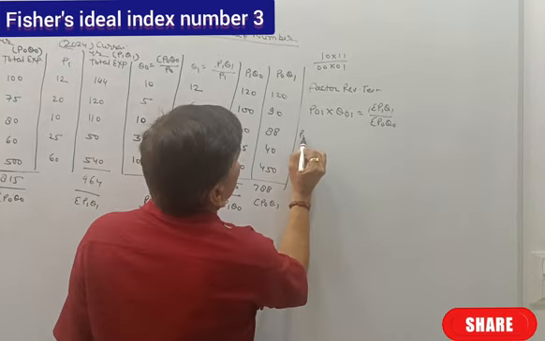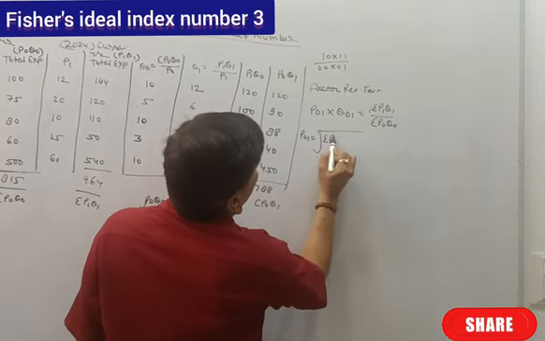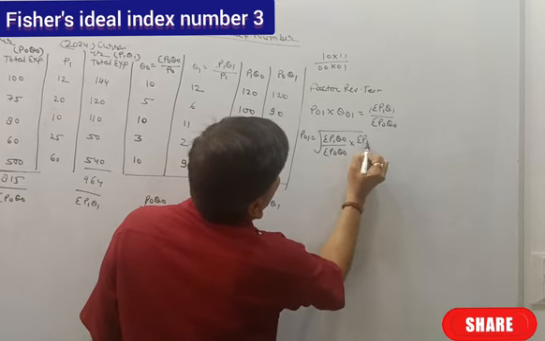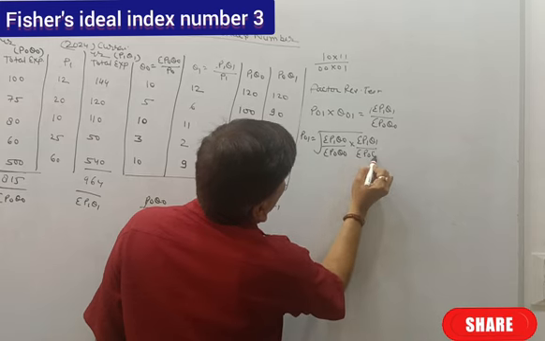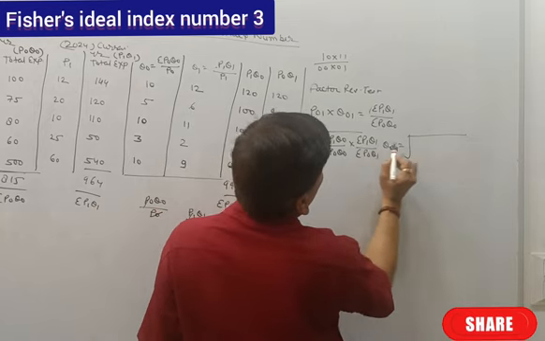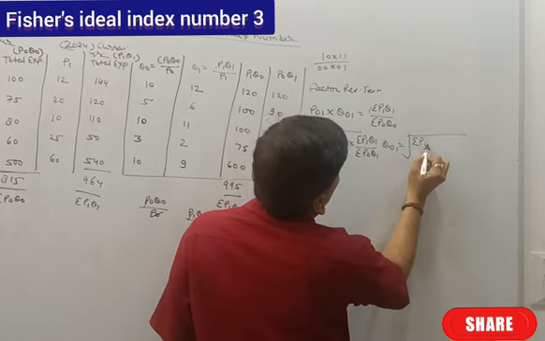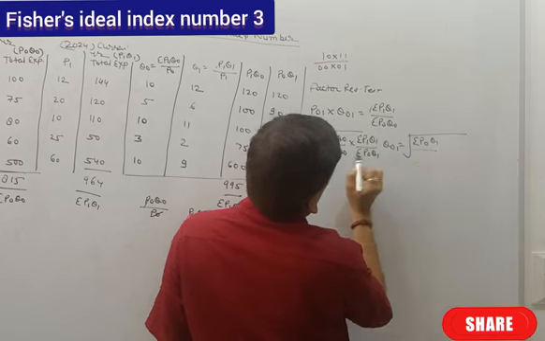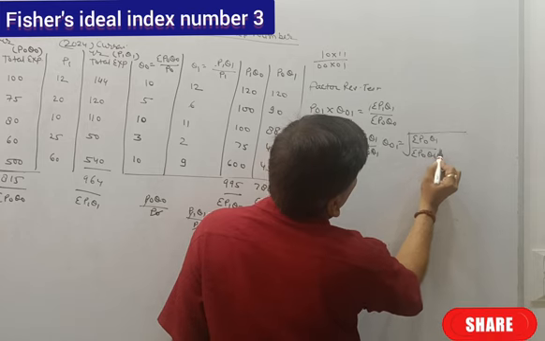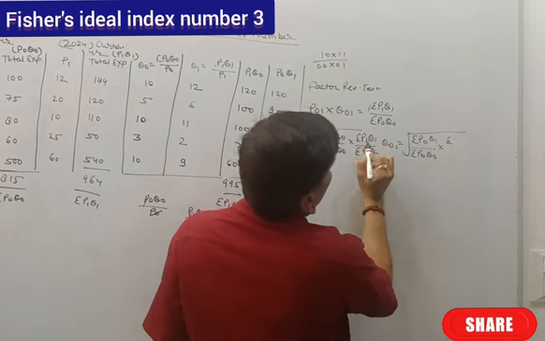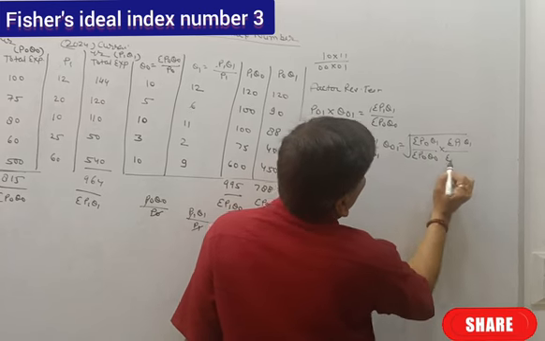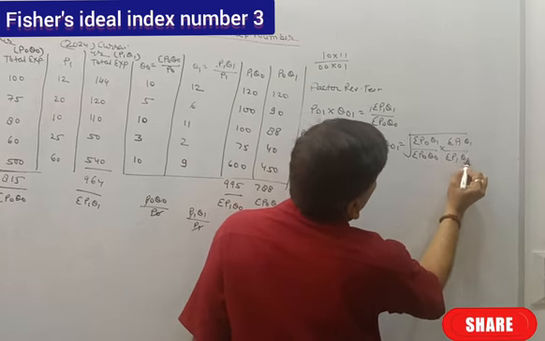So P01 is sigma P1Q0 divided by sigma P0Q0 multiplied by sigma P1Q1 divided by sigma P0Q1. For Q01, we change Q to P and P to Q. Similarly for P1, Q1 and for Q1, P1, P0, Q0.